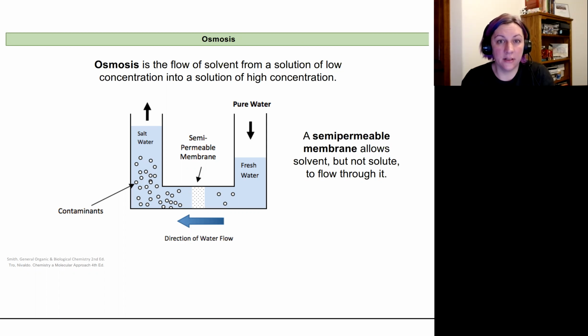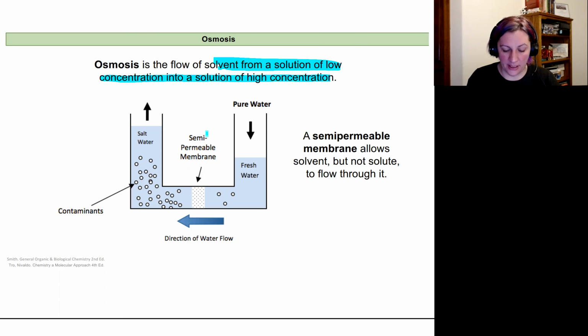Yet another colligative property is osmotic pressure. Osmosis is the flow of a solvent from a solution of low concentration to one of high concentration. This happens across a semi-permeable membrane. Right here is our semi-permeable membrane, and that's going to allow solvent particles through, but not solute.